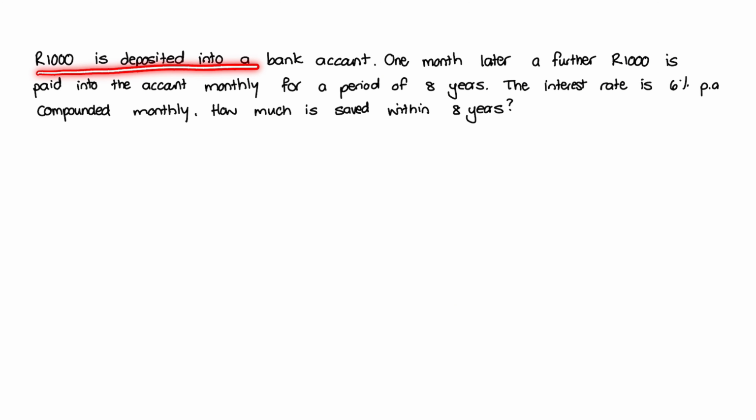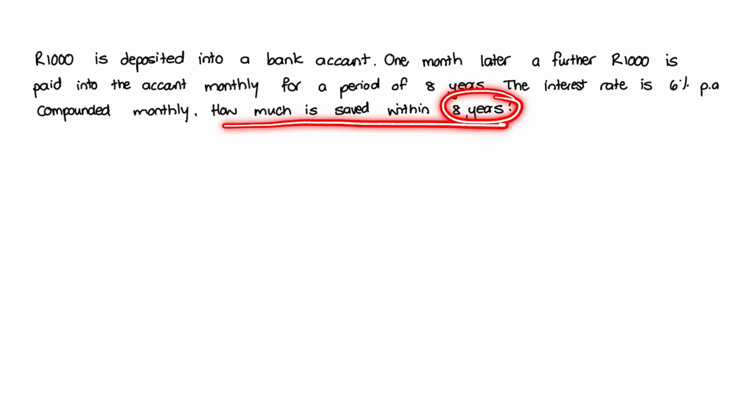1,000 Rand is deposited into a bank account. 1 month later, a further 1,000 Rand is paid into the account monthly for a period of 8 years. The interest rate is 6% per annum compounded monthly. How much is saved within 8 years?